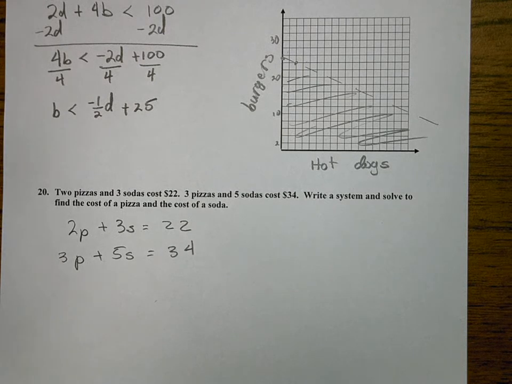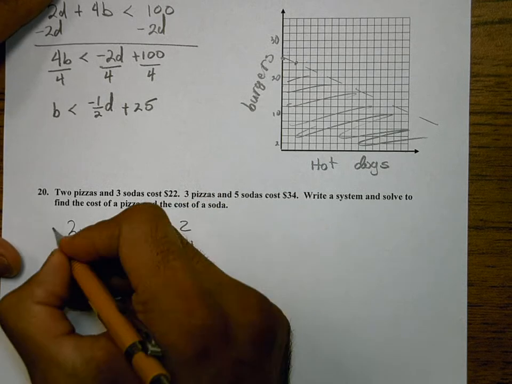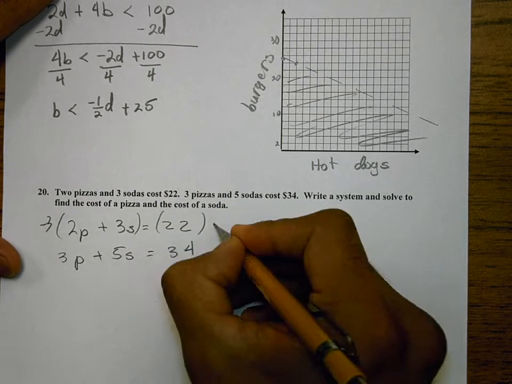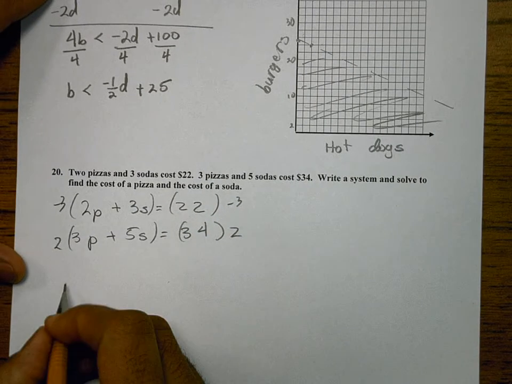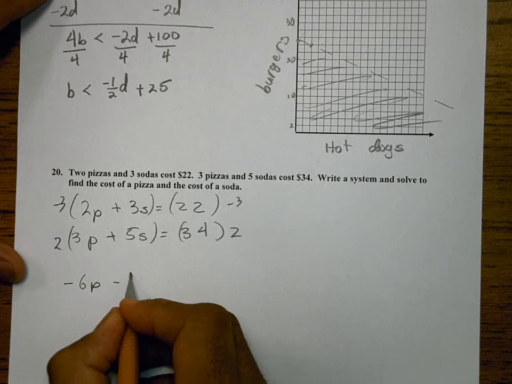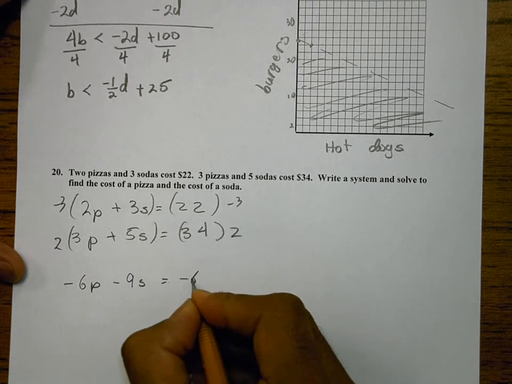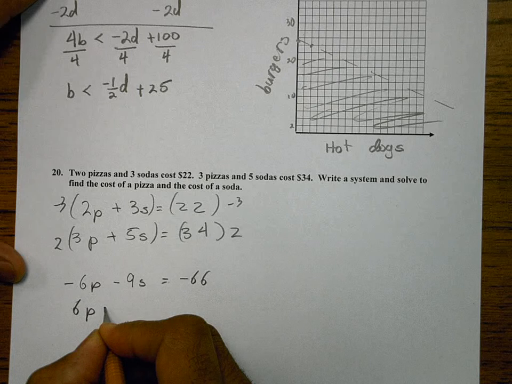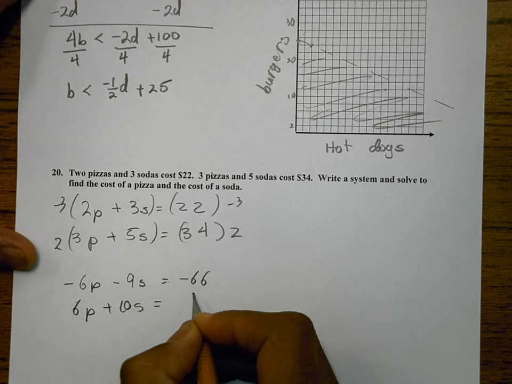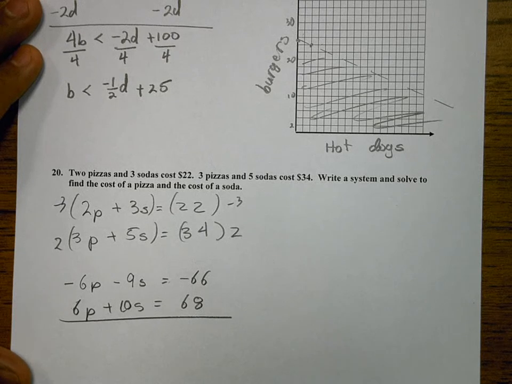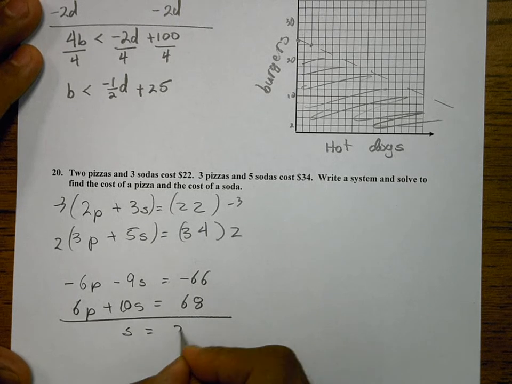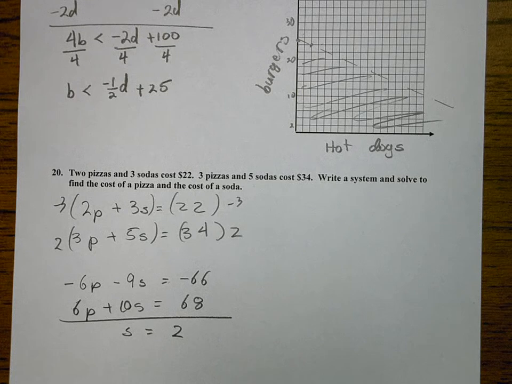So what I'm going to go ahead and do here is get rid of the p's. So I'm going to go with the positive and the negative 6. And so I'm looking at negative 6p minus 9s equals negative 66. Down here I'm looking at 6p plus 10s equals 68. Okay, so these cross out and I get s equals 2. So a soda costs looks like $2.